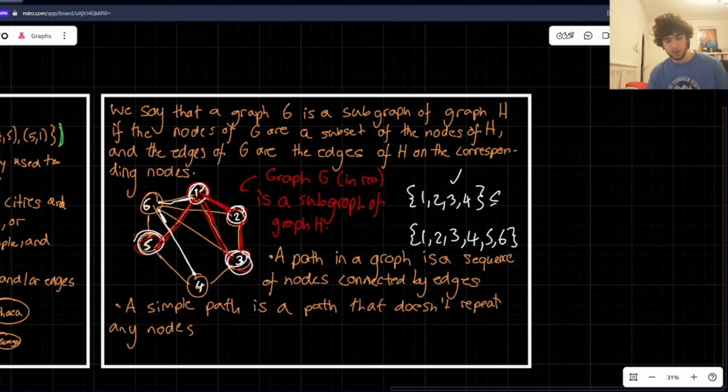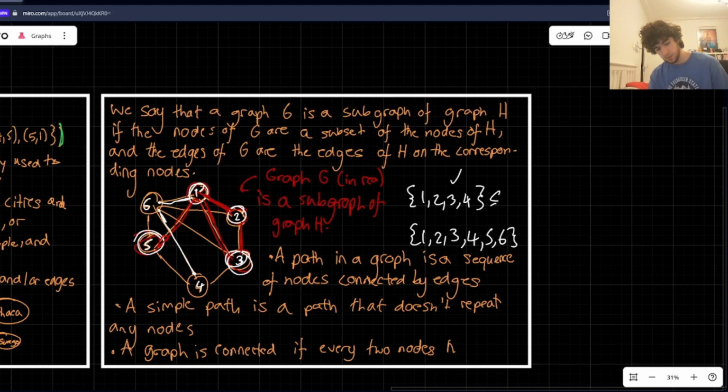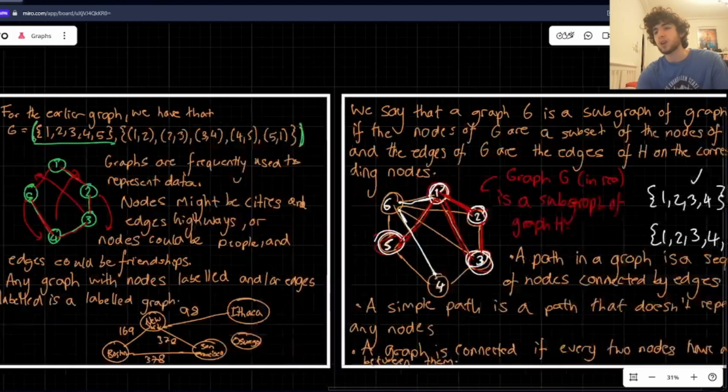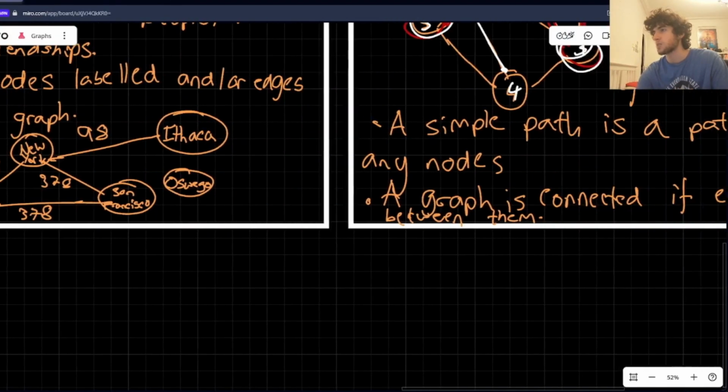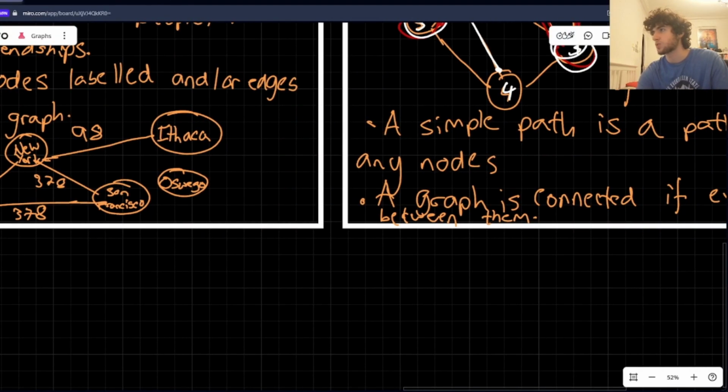Okay, and then we also have a notion of what it means for a graph to be connected. So we say that a graph is connected if every two nodes, every pair of nodes has a path between them. Okay, so effectively what that's saying is that if I give you two nodes, you'll always be able to somehow get from one node to the other, right? So for example, in this sort of applied graph case, Oswego, this is not connected because there's no way, for example, to get from Oswego to Ithaca. It's not connected at all to the graph.